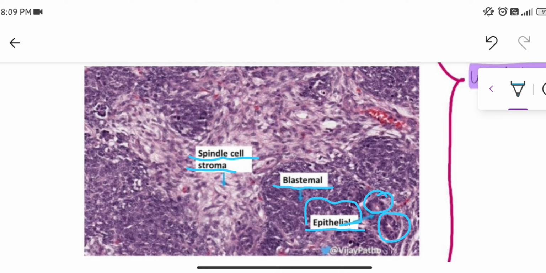Next is the mesenchymal component, or the stromal cells. They are arranged in the form of spindle shaped cells, just like muscle cells. You can see here, these are arranged in the form of spindle shaped cells.